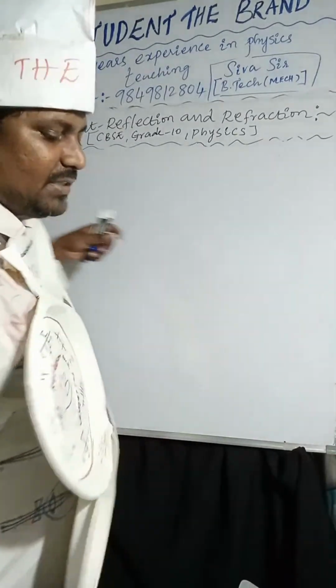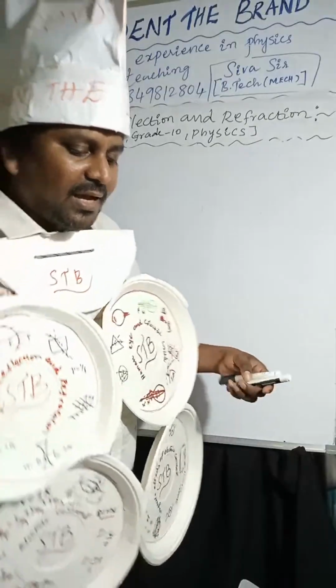Radius of curvature is twice the focal length.